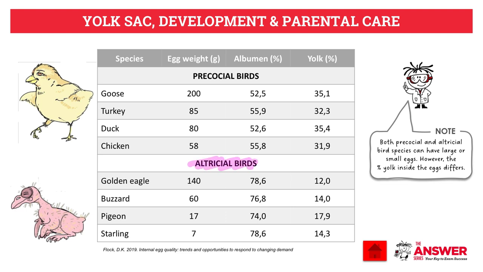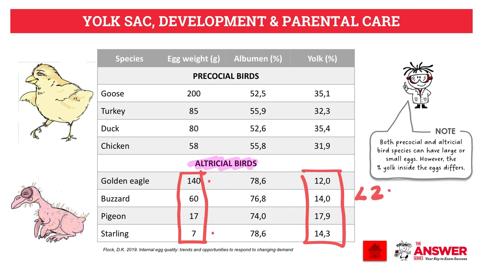Altricial birds, on the other hand, like our buzzard, our pigeon, starling, golden eagle, and we now know budgies as well, you can see that their egg weights also vary quite immensely. A golden eagle produces a very large egg, 140 grams, compared to a starling, which has a teeny tiny little egg of 7 grams. But again, the emphasis is not on the size of the egg necessarily, it's on the percentage of yolk inside the egg. And you can see that for all those altricial birds, the yolk percentage is far lower than 20. So that means that the egg can only provide so much nutrition. The incubation period therefore is shorter, and those birds are born not necessarily raring to go. They have altricial development, which means they're dependent on their parents.